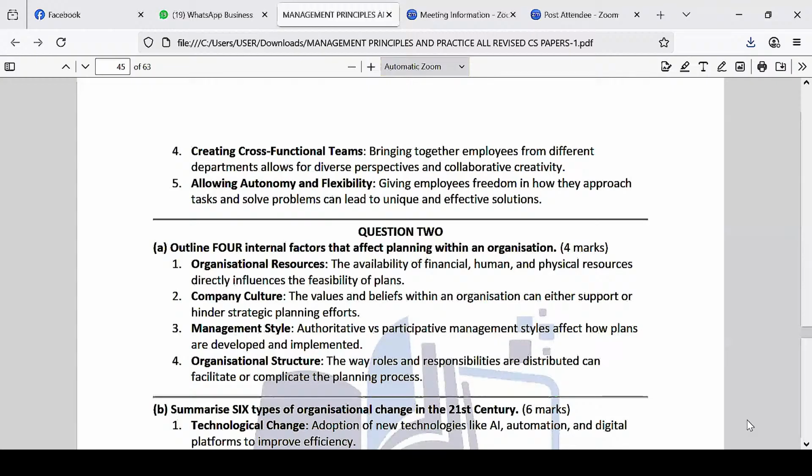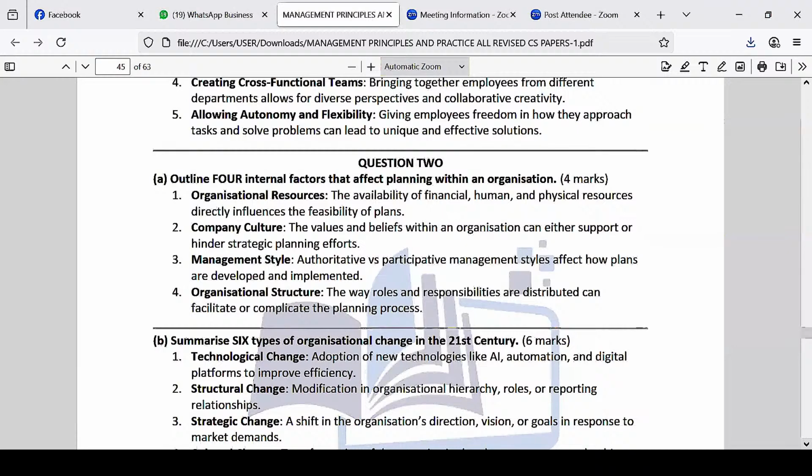The next point is organization structure. The structure you have will affect how you plan. The way roles and responsibilities are distributed can either simplify or complicate the planning process. The structure can either support a plan or frustrate and inhibit its implementation. So the company culture and structure also play a vital role in the planning process. That is done.